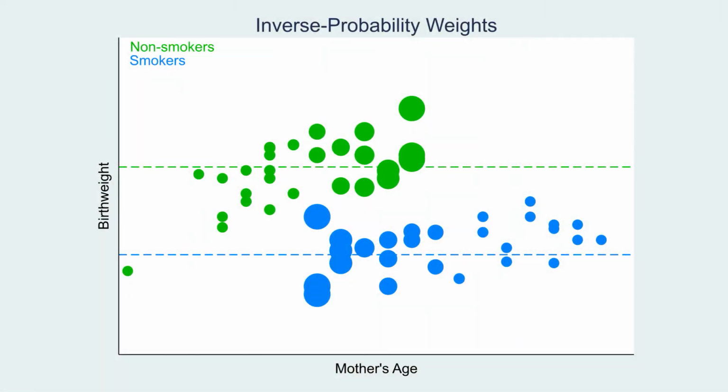This graph shows dot sizes proportional to the inverse probability of smoking in age groups. Notice that the largest blue dots correspond to the youngest smoking mothers. They will have higher impact when we compute the mean weight of babies born to those with smoking history. Similarly, the green dots for older non-smoking mothers are larger. The dashed lines this time show the weighted averages for non-smokers and smokers.